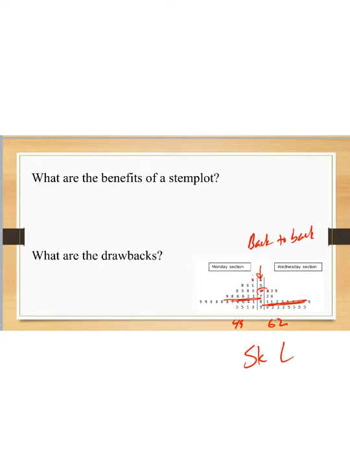Whereas the histogram and box plot, histogram it lumps values, but it will still show you some gaps. Box plot won't even show you the gaps unless there are outliers there. So you can see there's some positives and negatives to all of these graphs.